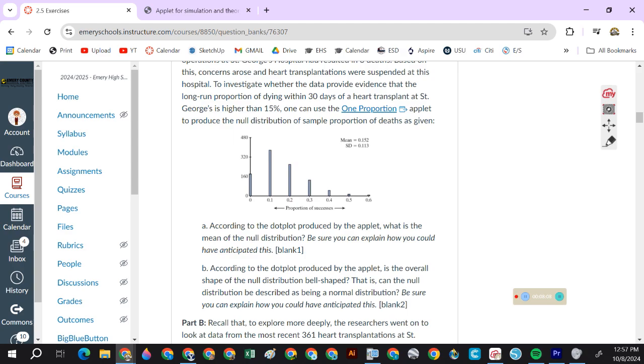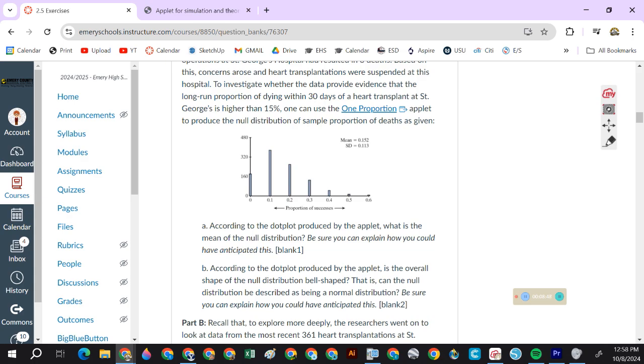According to the dot plot produced by the applet, what is the mean of the null distribution? 15.2%. And that came from the summary statistics. Does the overall shape of the null distribution look like a bell curve? No. That is, can the null distribution be described as being a normal distribution? No. So could we use the theoretical model in this case? No, the theoretical model is a nice bell curve that is symmetric, so it doesn't make sense to use it in this case. But we can use the simulations.